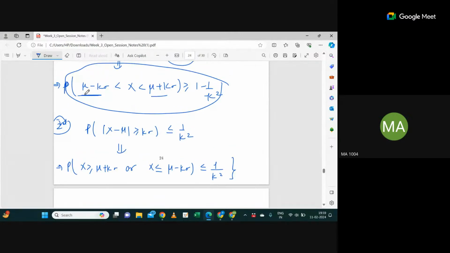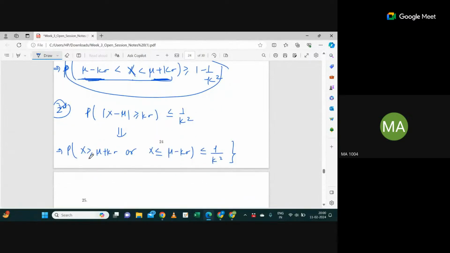If you see this inequality carefully, here x is lying between two values, and in this case x is greater than or equal to something and x is less or equal to something. Is this clear?